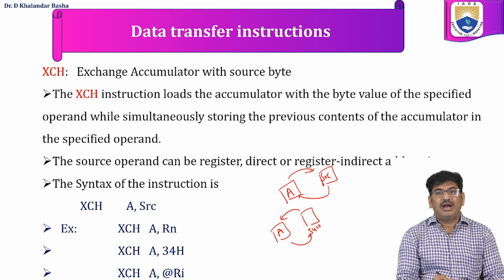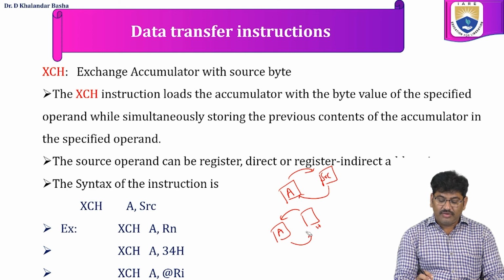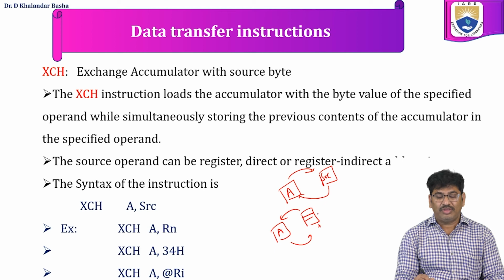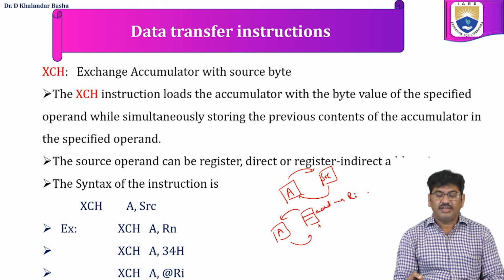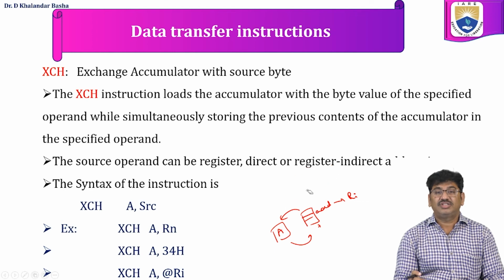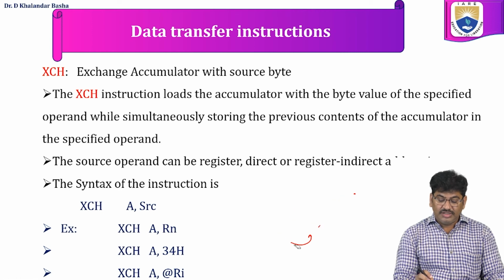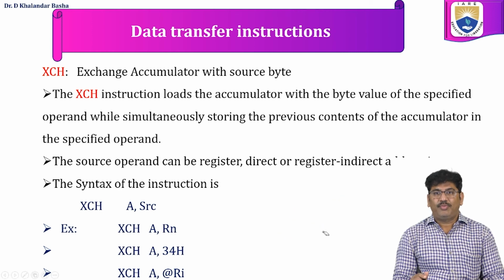XCH A comma @Ri. Here the contents of the accumulator will be swapped with the memory location whose address is specified in the Ri register, where i can be 0 to 7, that is the registers R0 to R7. So this instruction will do the swap operation.